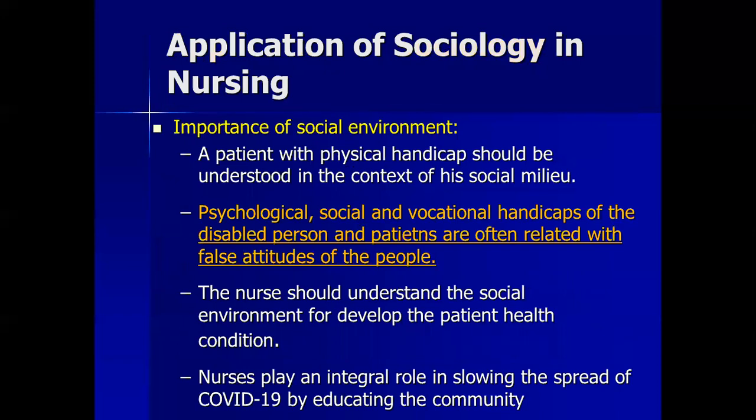Application of sociology in nursing. Importance of social environment. A patient with a physical handicap should be understood in the context of the social milieu: the psychological, social, and vocational handicap of the disabled person, and patients' problems are often related to the false attitudes of the public. The nurse should understand the social environment to improve the patient's health condition.